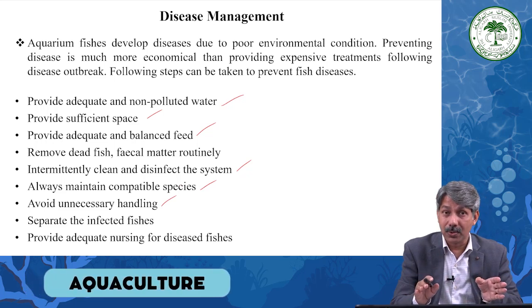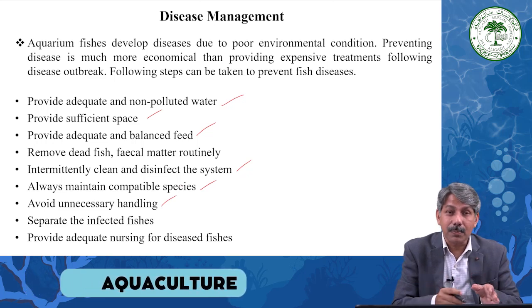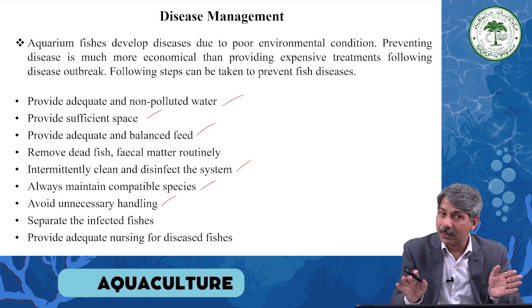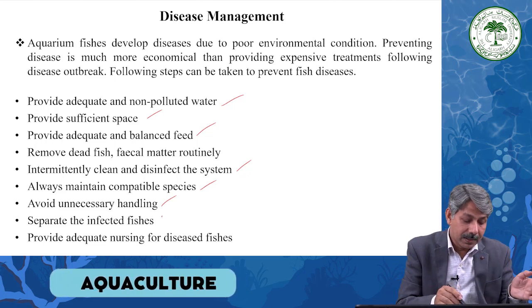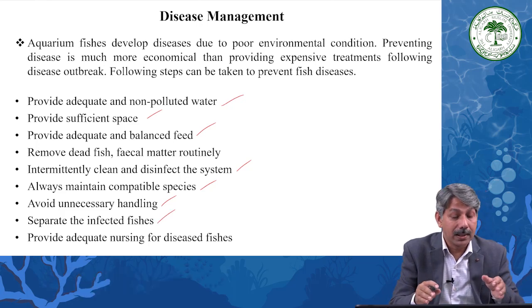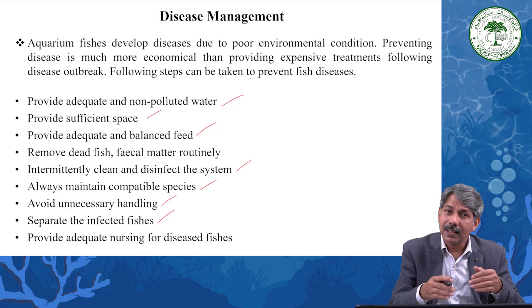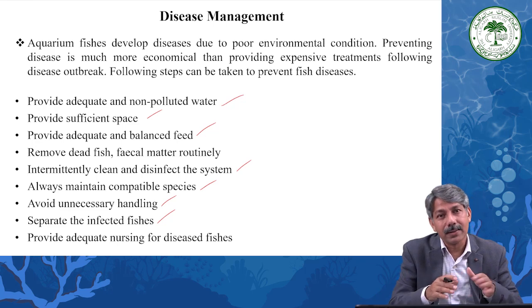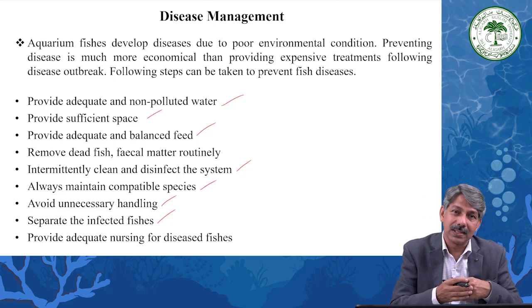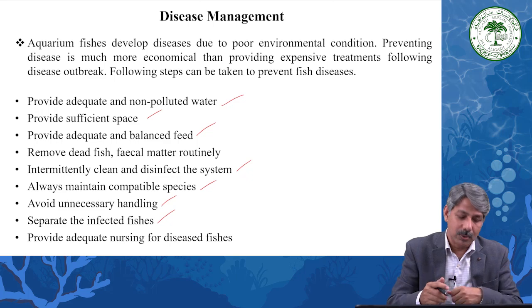You can observe it from outside, but unnecessarily disturbing these fishes within the tank is not recommended. Separate the infected fishes. Whenever you notice any fish which is showing abnormal behavior, and if you believe that they may be carrying some kind of infection, or if you notice some kind of infection, immediately put them in quarantine, separate them and keep them in a separate tank, and then you can take care of those diseased or stressed fishes. When they are normal, again transfer them into the same tank.